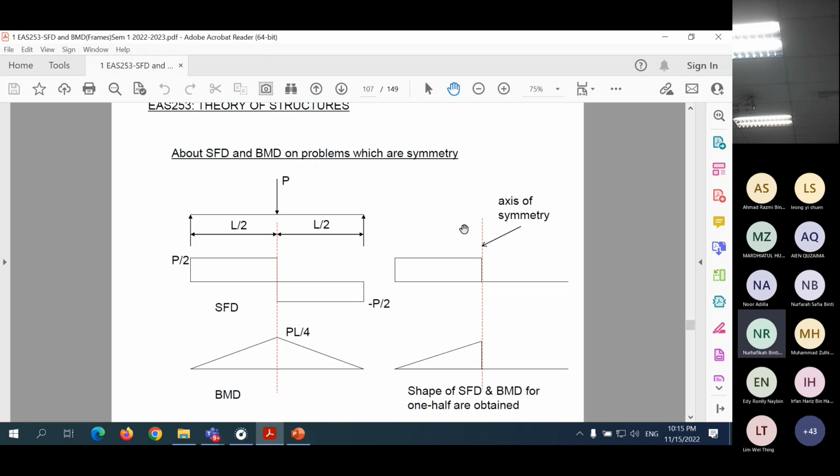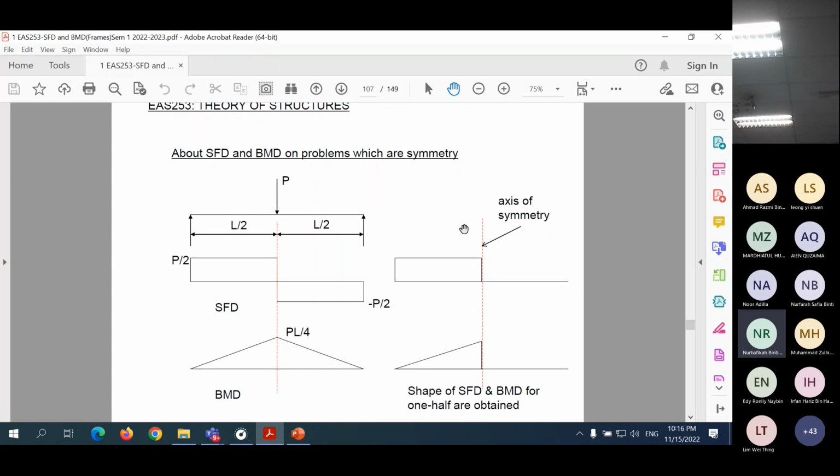The structure shape is symmetry. The loading is symmetry, right at the middle there. So if you look at the shear force diagram, it is like this, and the other side is like this. The bending moment diagram is like this, and the other side is like this.